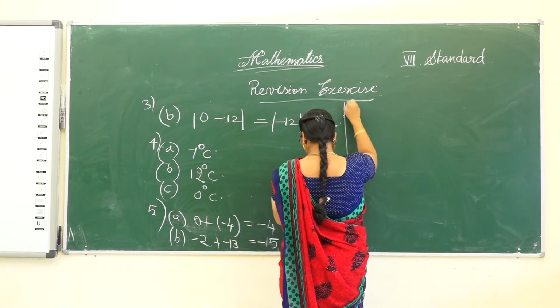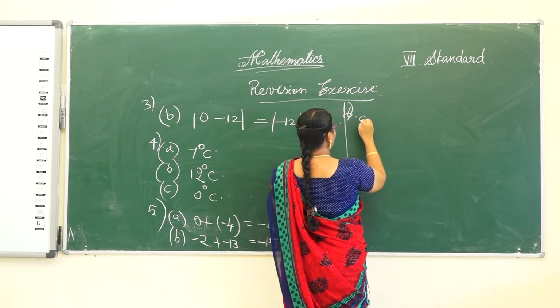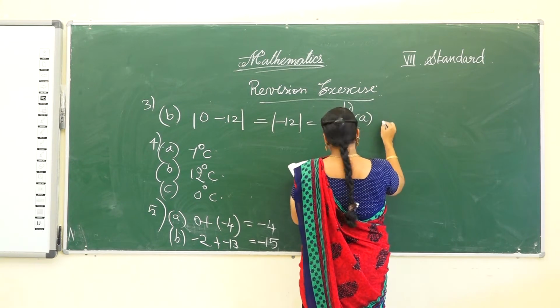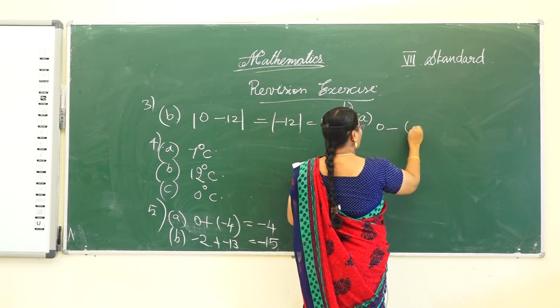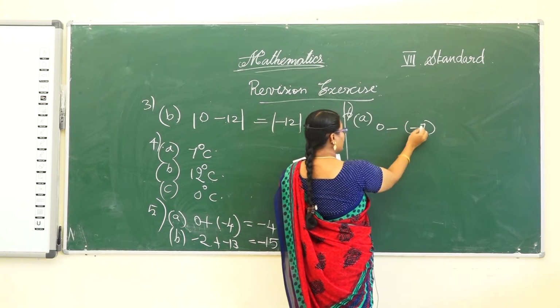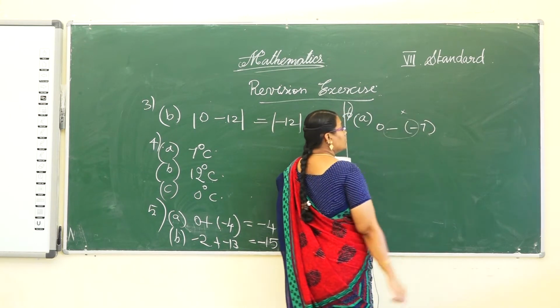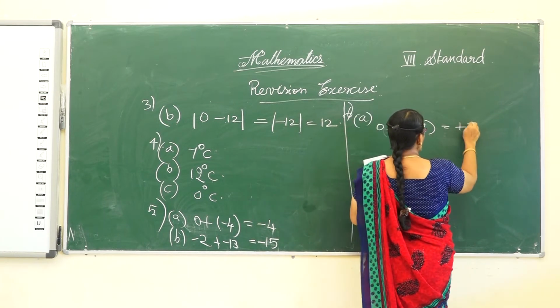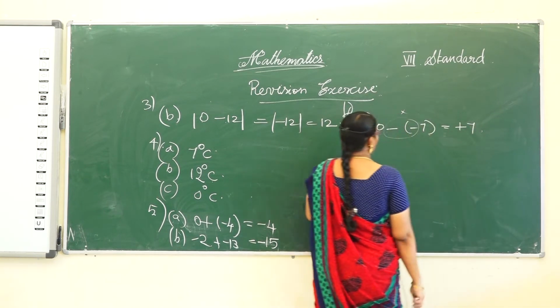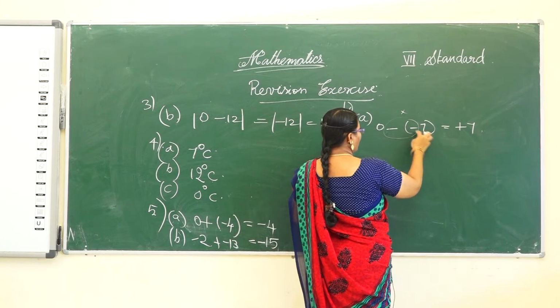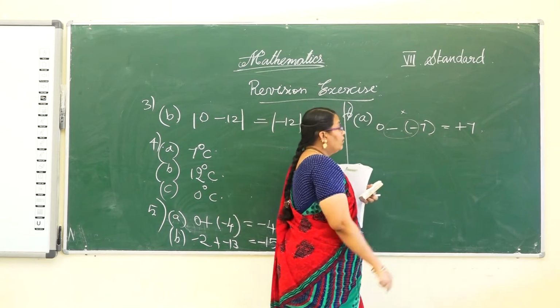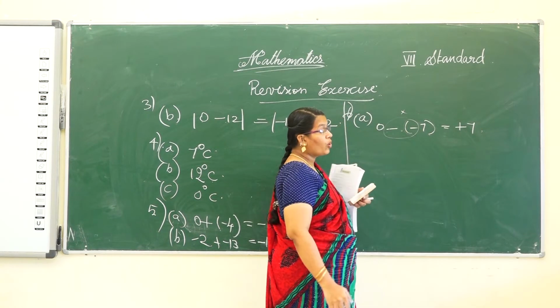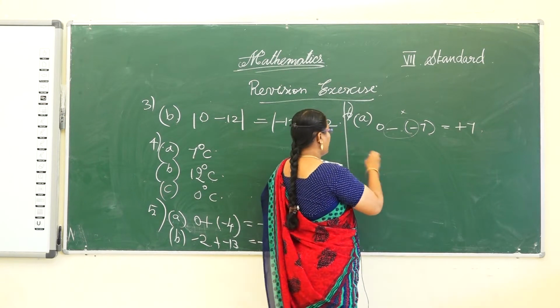And the sixth one, subtraction of the following. So 0 minus minus 7. I already told you, in this place we have used the multiplication operation. So minus into minus is plus. So the answer is plus 7. Here, of means product. Of means product. So minus into minus is plus.